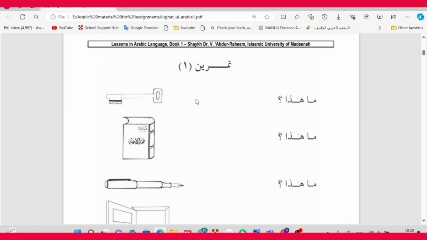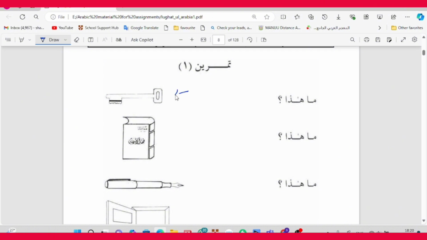Najm means star. Now, based on this, you will do this exercise. Exercise is very important. It is one of the most important aspects of learning the Arabic language. Ma haza, what is this? You see in this picture, this is a key. Write the answer as you see in the picture. My objective for making this video is only to show you how to solve this exercise.